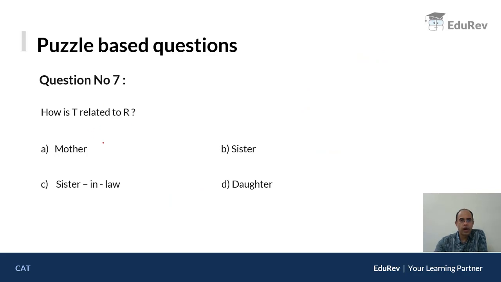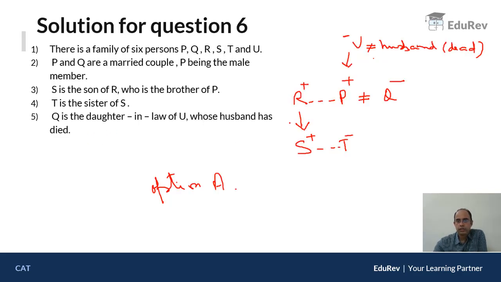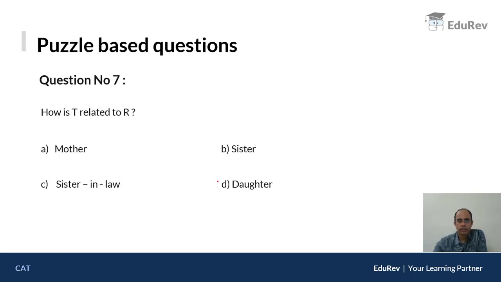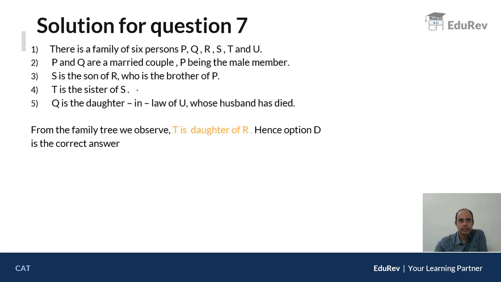How is T related to R? Now, T is the daughter of R. T is the daughter, which is option D. Hence, option D is the correct answer.